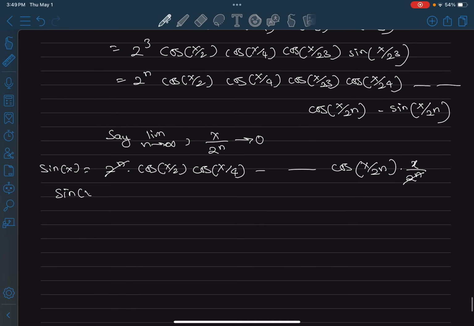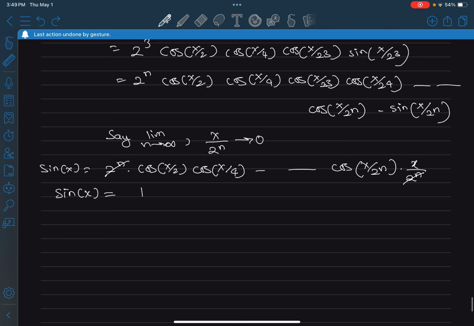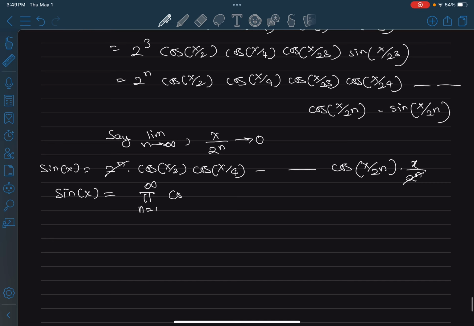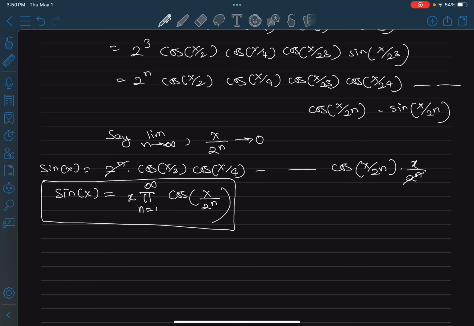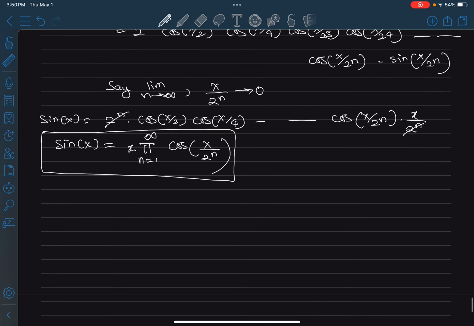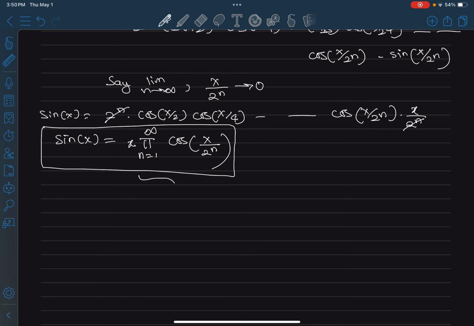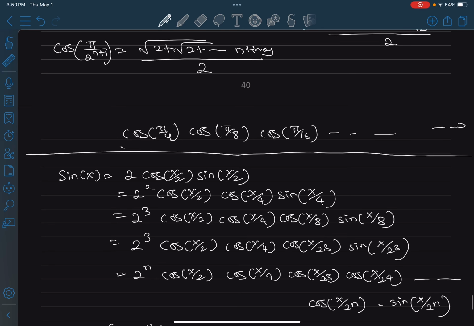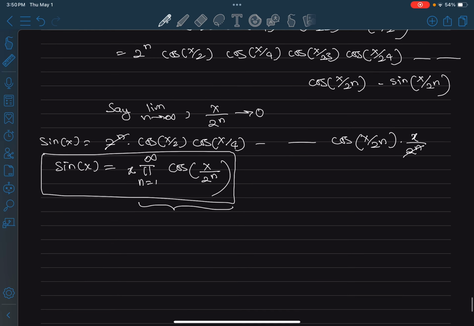So you see that sine of x can actually be written as this product. So product from n equals 1 to infinity of cos of x by 2 to the power n, and also there's x in front. So you see we can write sine x as this product, x times product of cos of x by 2 to the power n, where n goes from 1 to infinity. So now if we have this, I think we can definitely evaluate this, because that's what we wanted earlier, right? Yeah, so we can evaluate that now.